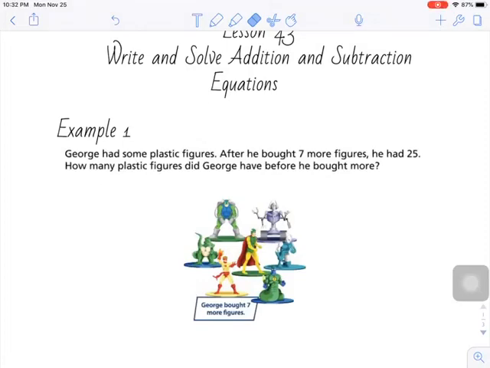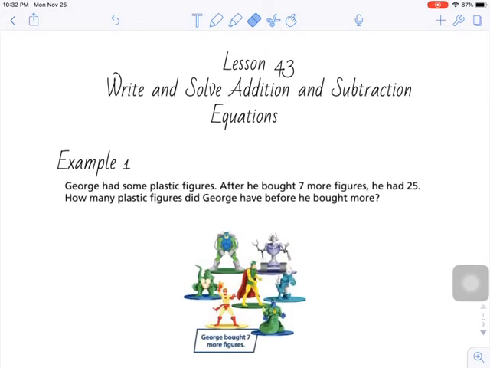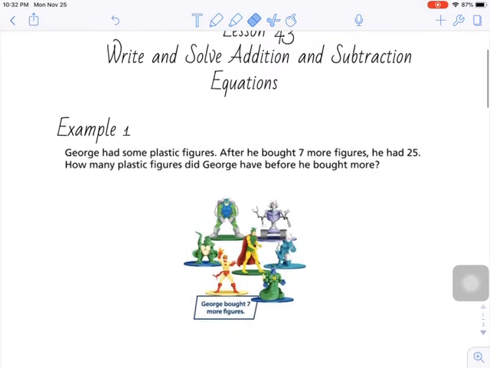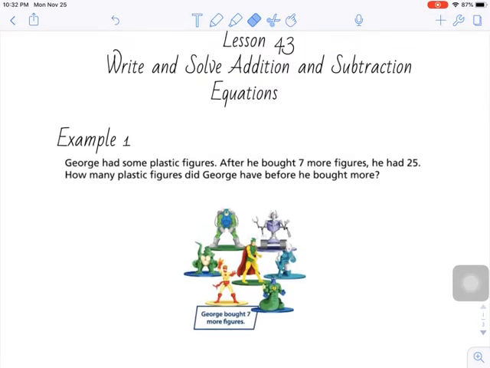Okay, so in today's lesson, we're going to be talking about how to write and solve addition and subtraction equations. Example 1 says, George had some plastic figures. After he bought 7 more figures, he had 25. How many plastic figures did George have before he bought more? To be able to solve this, we first need to write this as an equation.